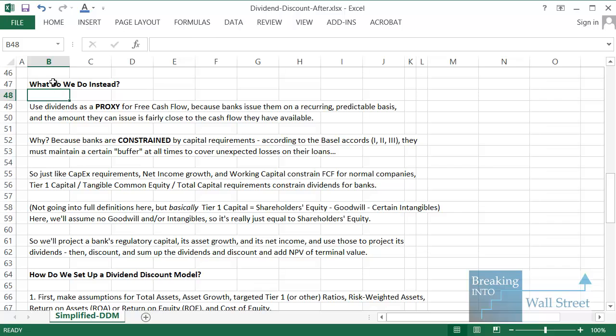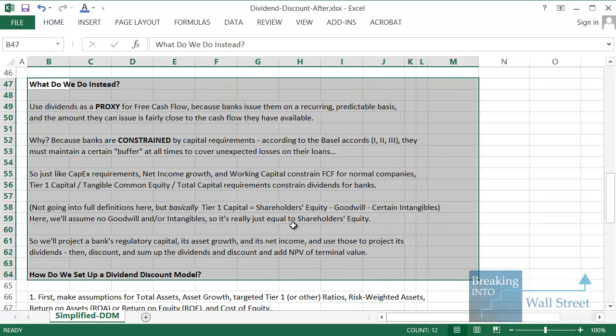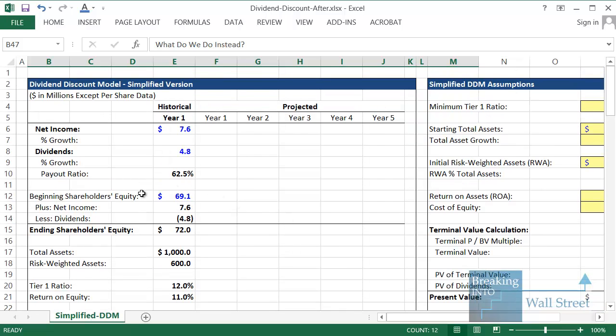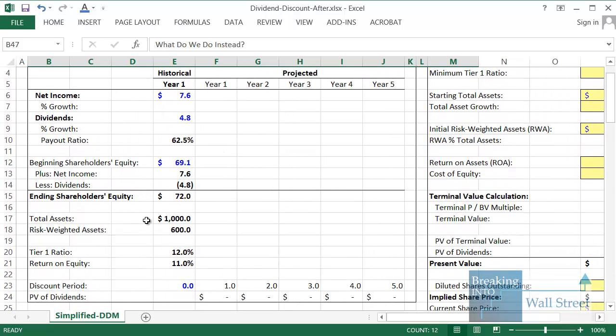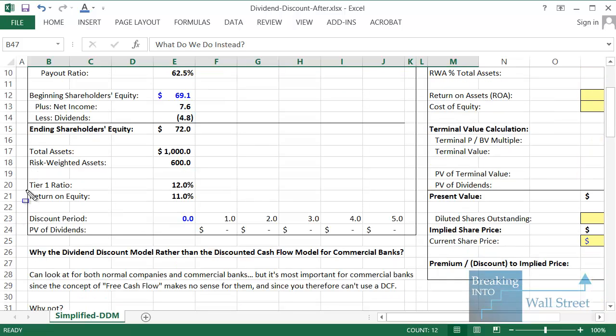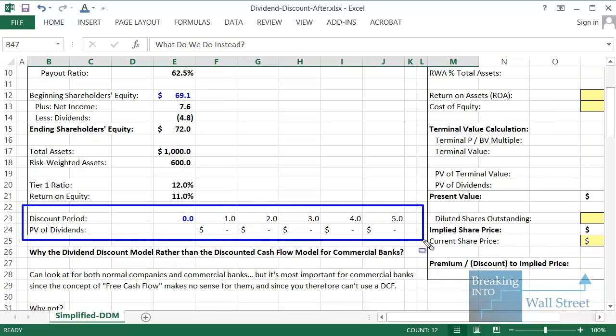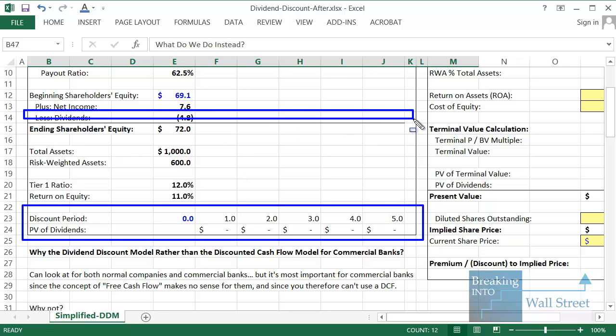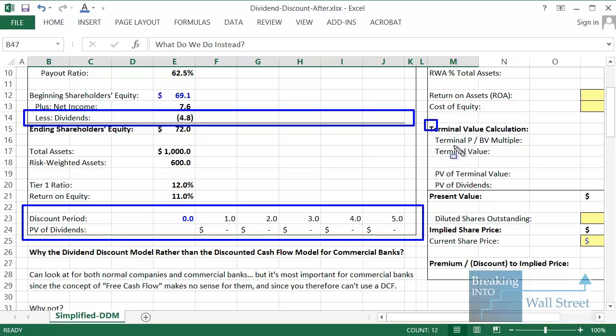Now, what we do instead is, as I mentioned before, we're going to use dividends as a proxy for free cash flow. So if you go up here, you can see the outline of the model. And normally what we would do is down here, instead of the present value of dividends, we'd have the present value of free cash flow. But what we're doing for a bank instead is calculating dividends, where we'll be backing into that number because, as we'll see, it's going to be constrained by a number of assumptions here. And we're going to back into this and calculate the present value of these dividends instead of the present value of free cash flow. We will still have a terminal value as you would in a DCF, but even that's going to be calculated differently because we're going to use a price to book value multiple or perhaps a price to earnings, PE, multiple instead.